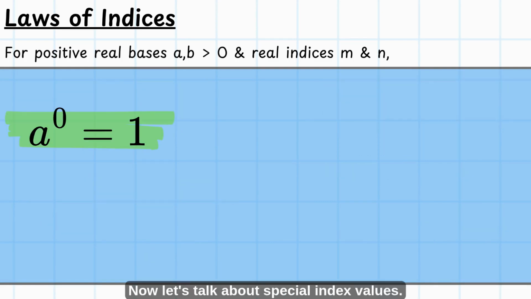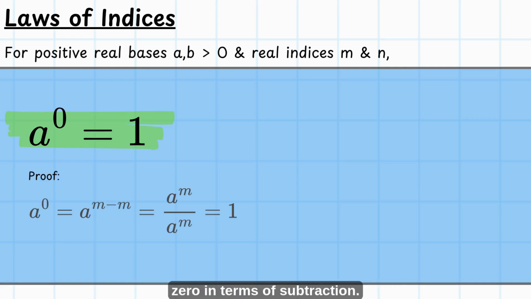Now let's talk about special index values. Any real number raised to the power of 0 always results in 1. To understand why, we can rewrite a base with an index of 0 in terms of subtraction. Using the quotient law, it becomes a fraction where the numerator and denominator are the same, which simplifies to 1.